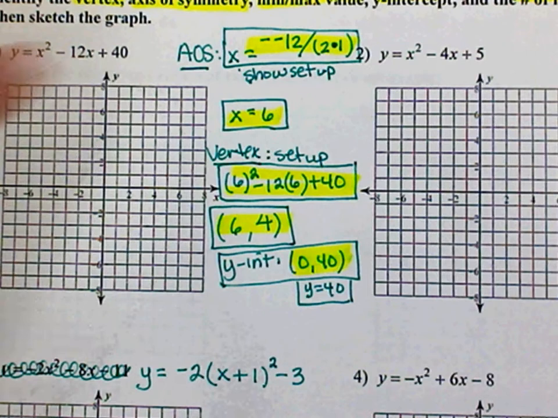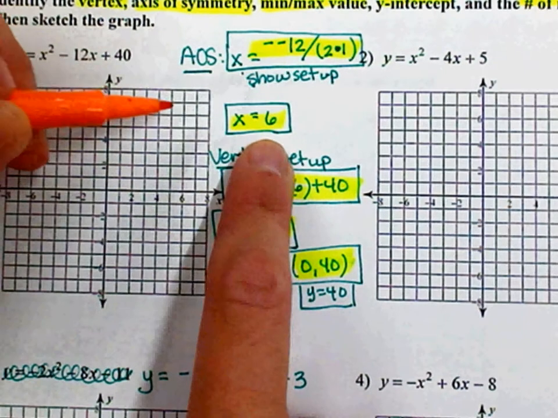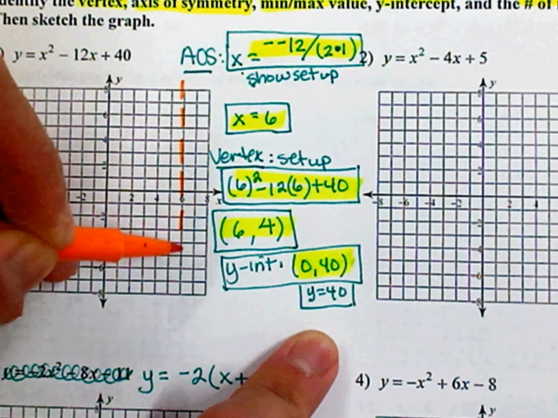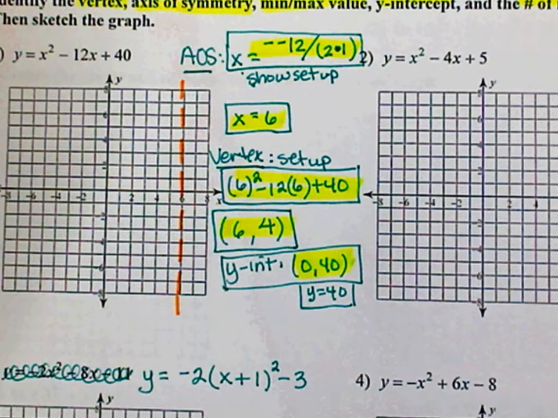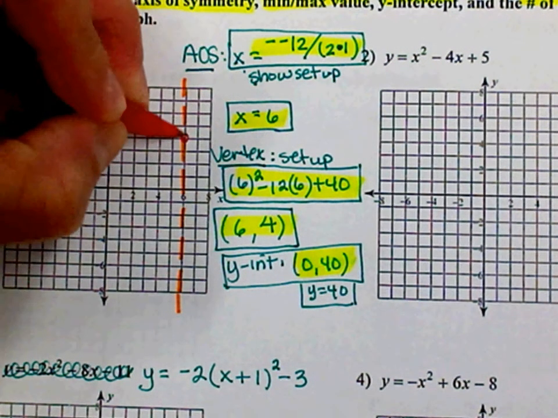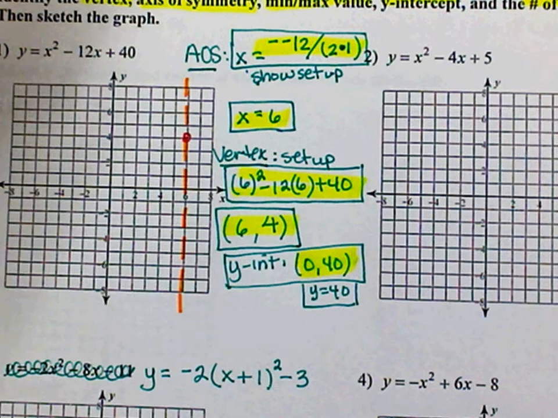All right. Let's go ahead and graph. Axis of symmetry is at 6. Everyone good? Okay. So now the next part, your vertex is 6, 4. So we're going to go to 6, 4. Can everyone see the red okay?